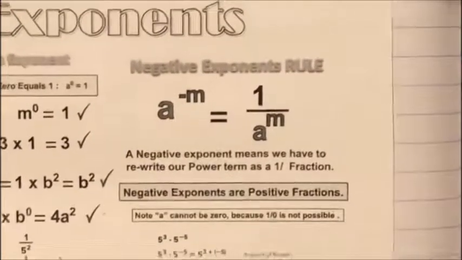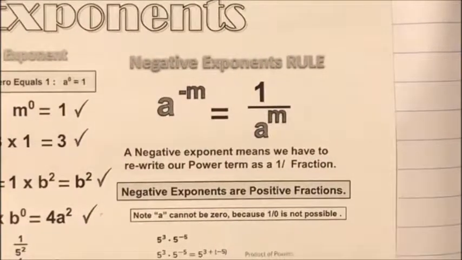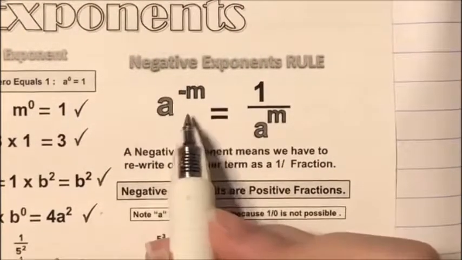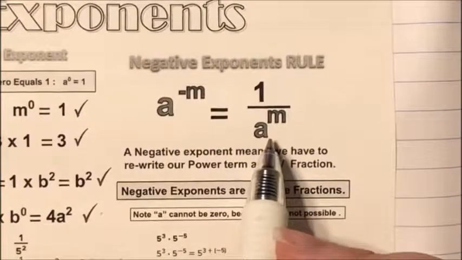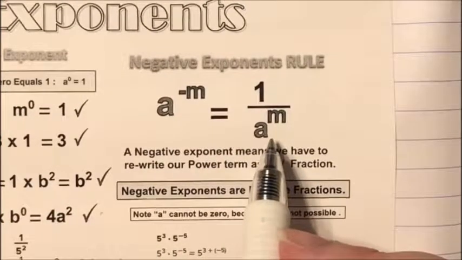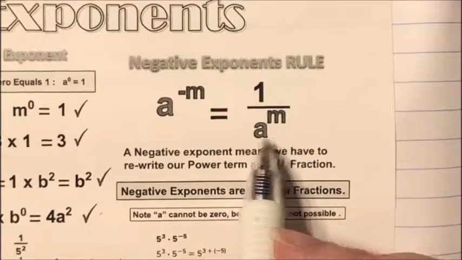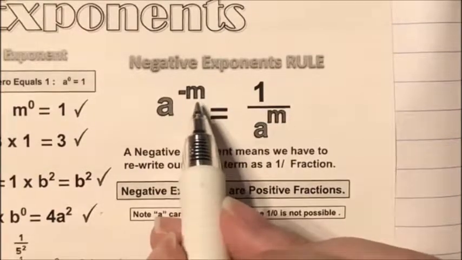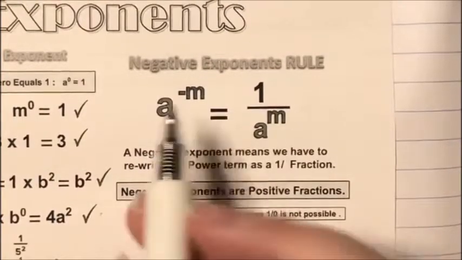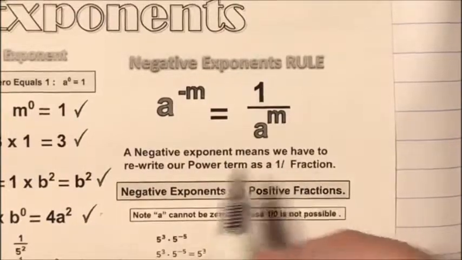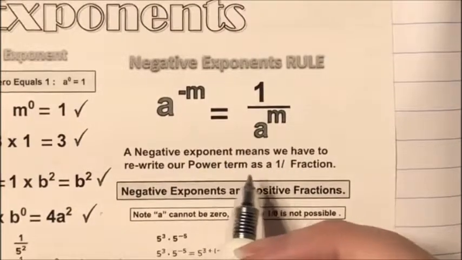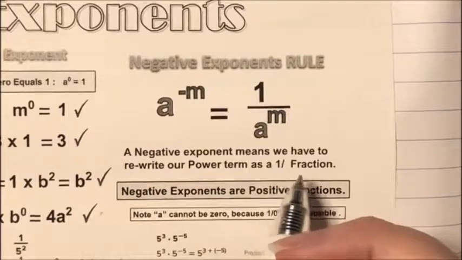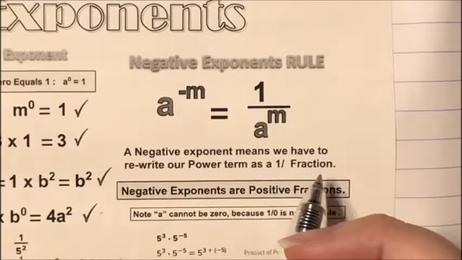The other thing is negative exponents. When you have a negative exponent, all that means is you take whatever that value is and you flip it. You put it where the reciprocal goes. So if it's a to the negative m, it becomes 1 over a to the m. A negative exponent means we have to rewrite our power term as a 1 over fraction.